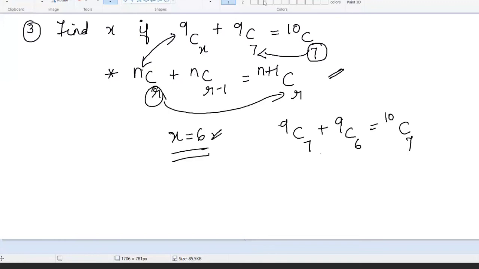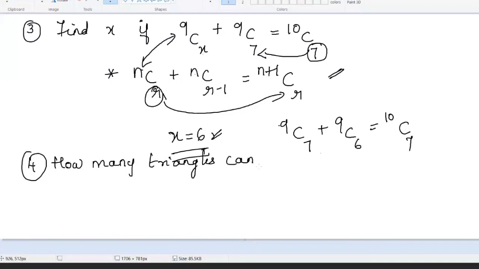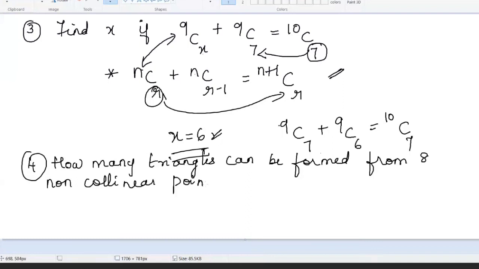Yes. Okay. Coming to the fourth question. How many triangles can be formed from 8 non-collinear points? What is the meaning of non-collinear? Non-collinear means no point is lying on the same line. Okay, so now I have no problem at all.